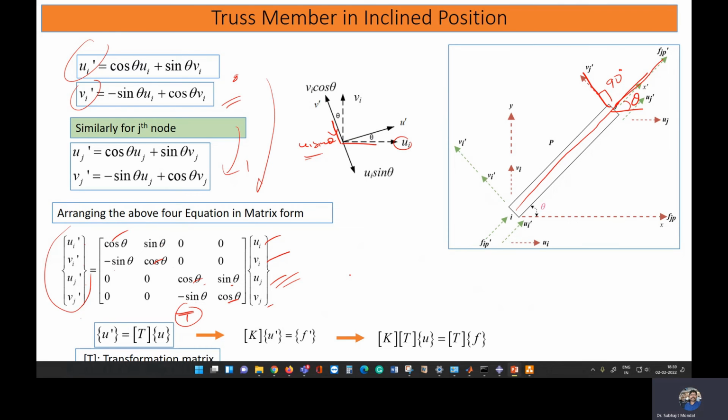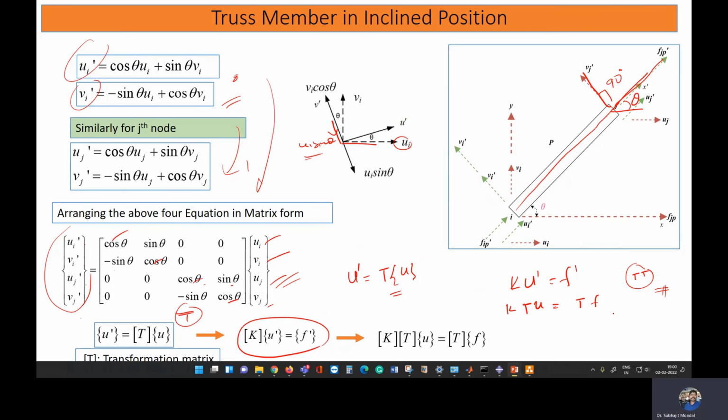Now what we can do, we can write that our u dash, which is our displacement vector in the inclined or local coordinate system, is equal to the transformation matrix times our global coordinate displacement. Now we'll do some mathematical simplification. Initially we have obtained that K u dash is equal to F dash. Now we write that K u dash means K T u is equal to F dash means T F. Now we'll apply T transpose on both sides. If we assume that the determinant of the T matrix is not 0, then we can multiply.